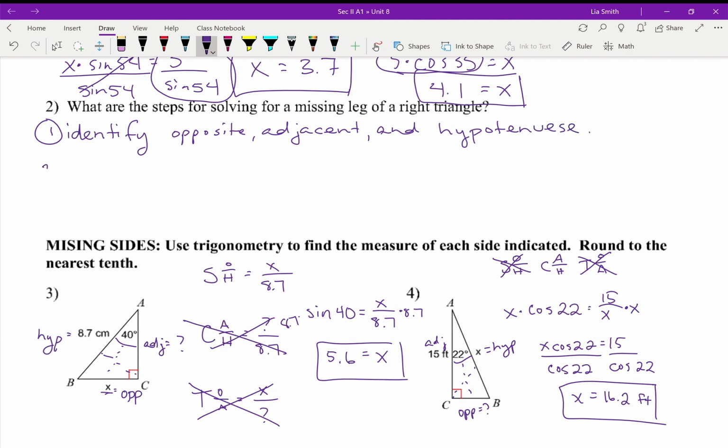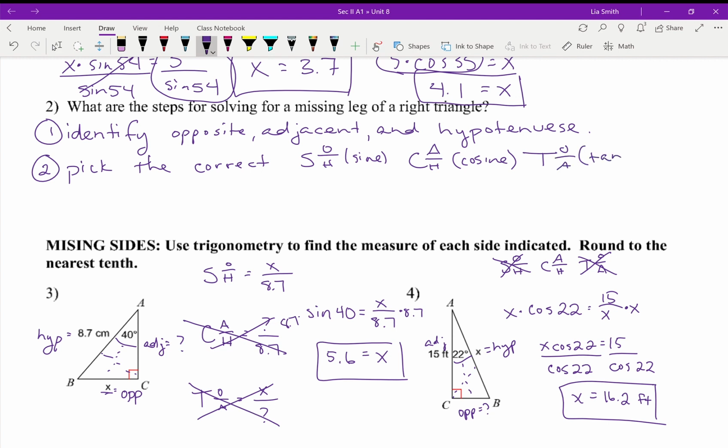This allows me to do step 2, which is to pick the correct function, which is going to be sine. So that's sine. Cosine, which is adjacent over hypotenuse. And then tangent, which is opposite over adjacent.